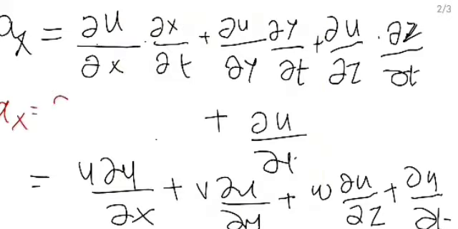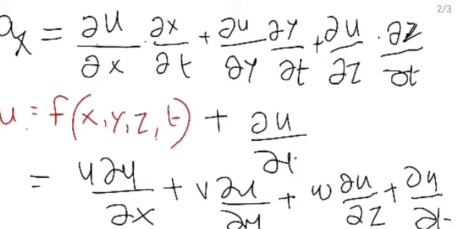u is a function of x, y, z and t, and we are taking variation of dou u by dou t. So variation of a function with a number of variables is given like this.